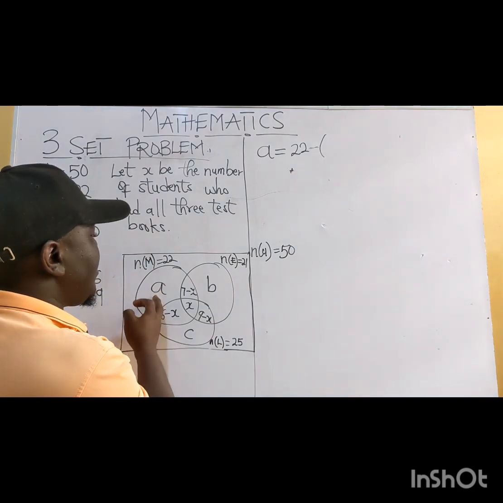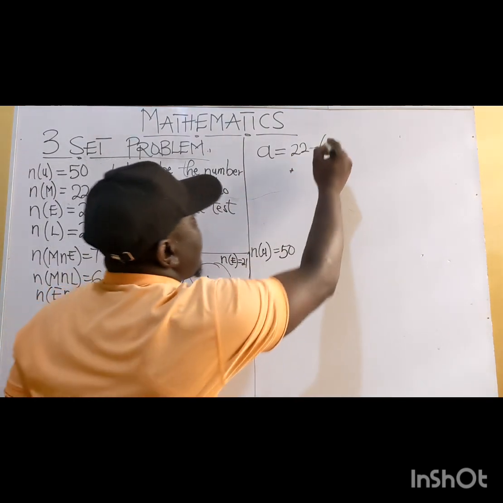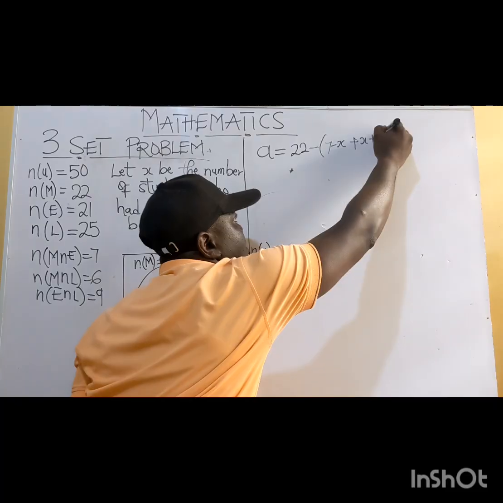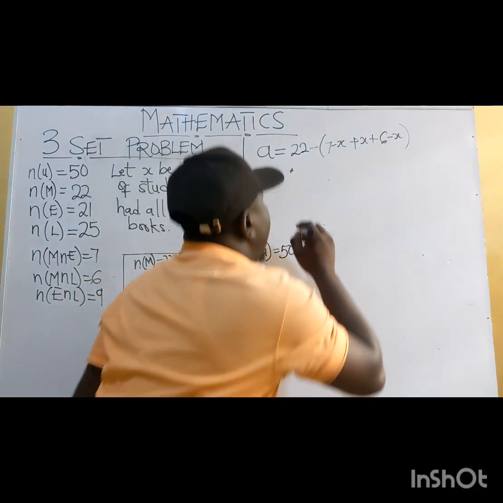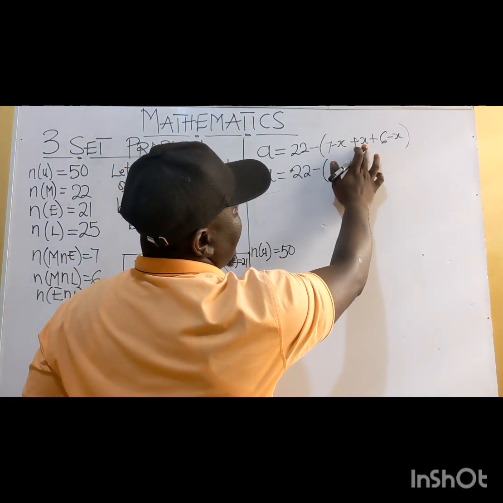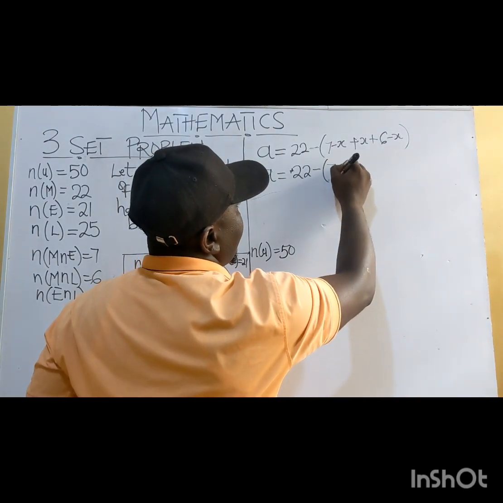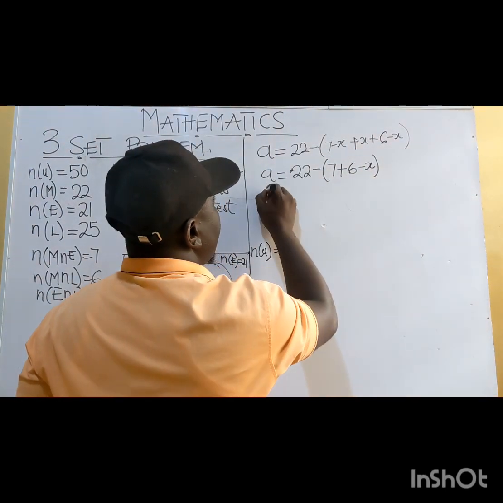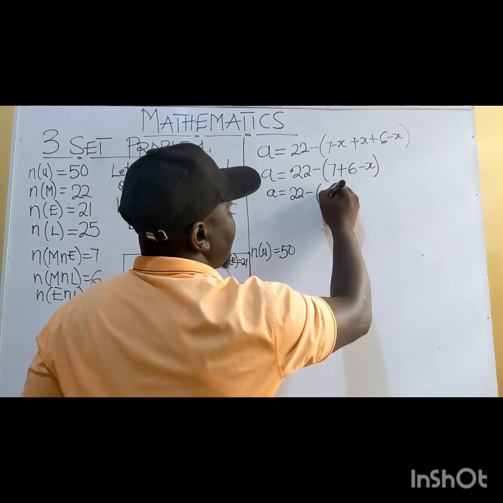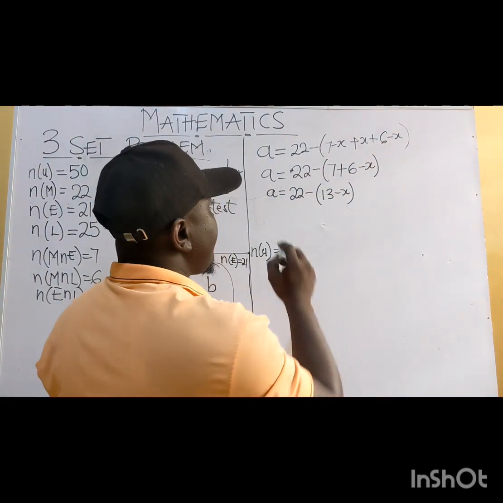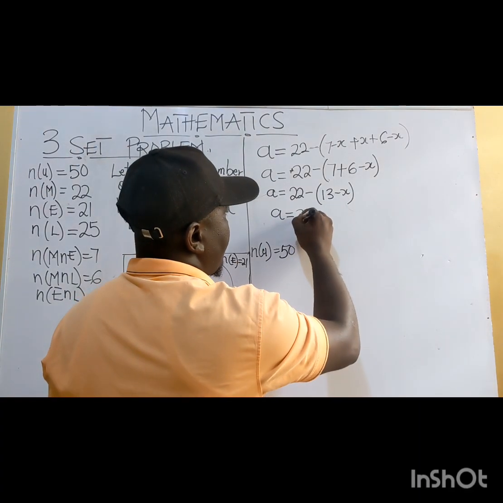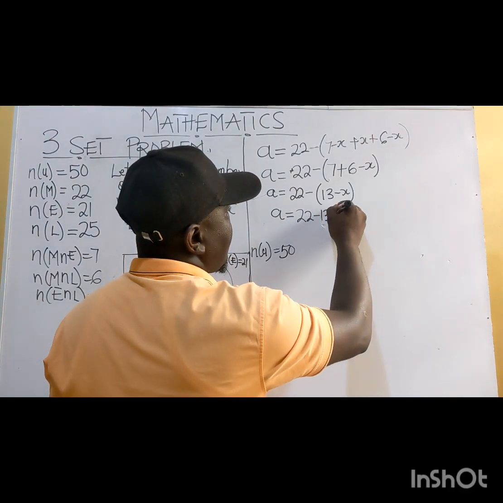Therefore, making A the subject, A is equal to 22 minus 7 minus X plus X plus 6 minus X. Here negative X and positive X cancel out. I'm left with 7 plus 6 minus X, which gives 13 minus X. So A is equal to 22 minus 13 minus X. I believe you are with me. And if I take off the bracket, I'm going to have A equal to 22 minus 13 plus X.